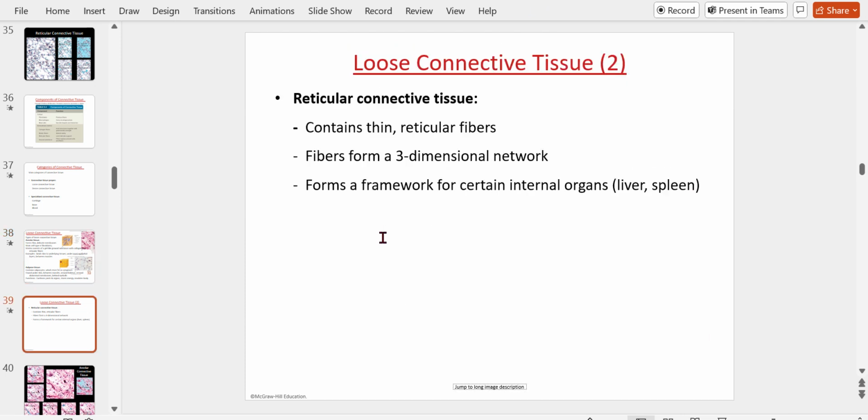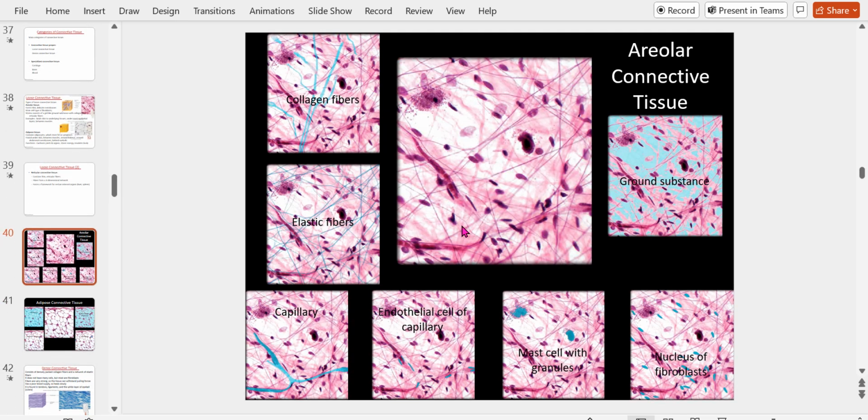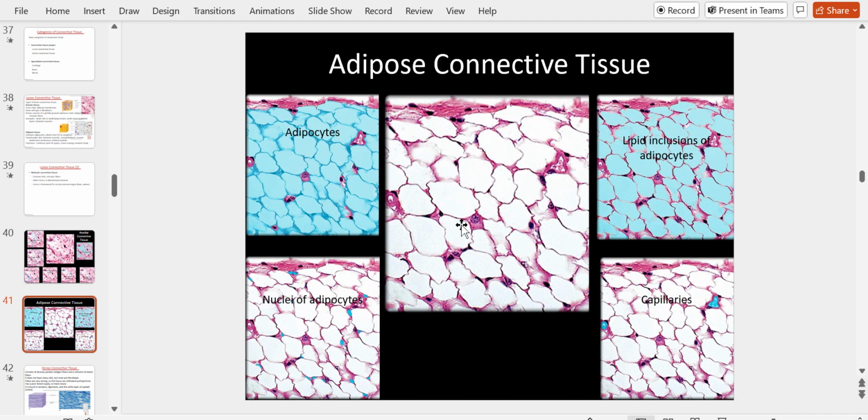Reticular connective tissue contains thin reticulating fibers which form a three-dimensional network and form a framework for certain internal organs, the liver and the spleen. There's your areolar connective tissue, very thin fibers. There's your adipose tissue, which is more recognizable.